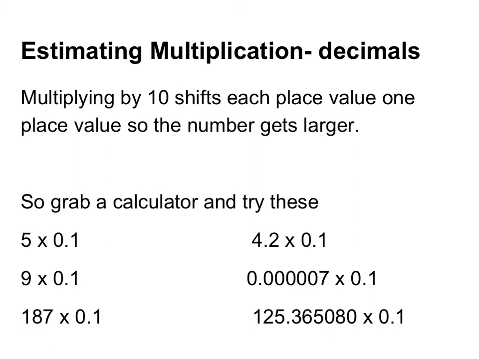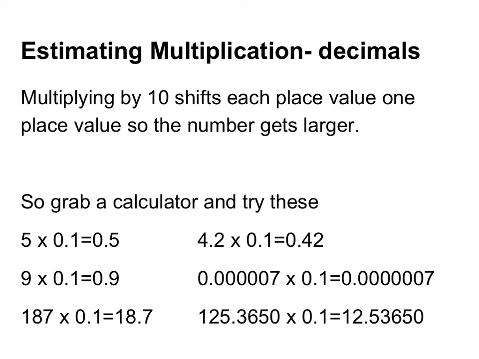Okay, so let's see what happens when instead of multiplying by 10, we multiply by a tenth. So again, punch these in your calculator, see what happens, try to come up with a little rule. Hopefully you got these as your answers, punching them in your calculator. So now what appears to be happening, if we keep this idea of a place value shift in mind, is we're shifting in the other direction. Looking at the first example, the 5 is currently in the ones place. When I multiply by a tenth, it goes to the tenths place. It got shifted one place lower.